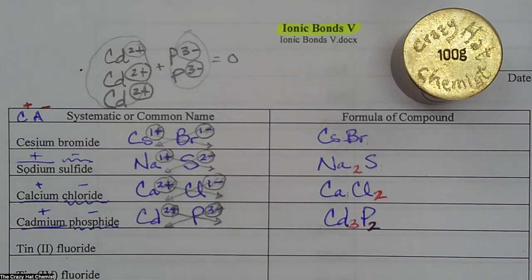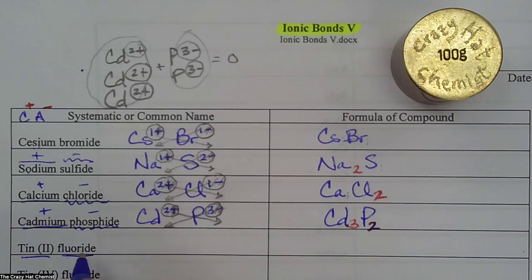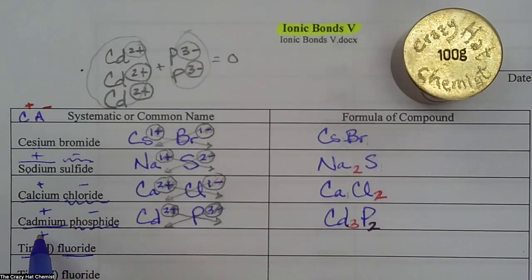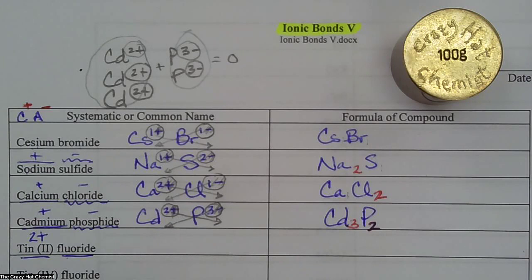All right, let's do the next one here, and the next one is tin 2 fluoride. So that Roman numeral tells you actually what the charge is. Since it's the first thing, it's obviously positive, and that is a Roman numeral 2, so that's a 2 plus. And then it's fluoride, that is the anion. So tin is on the periodic table.